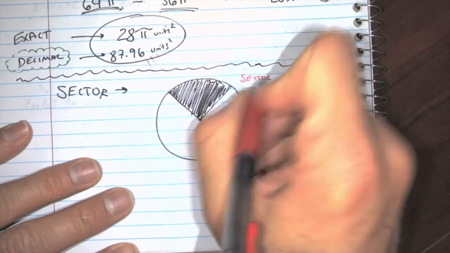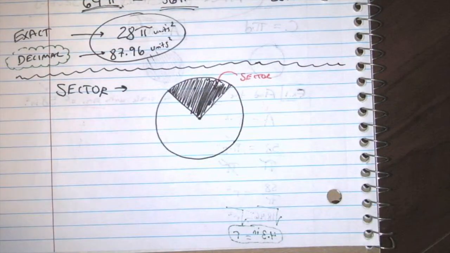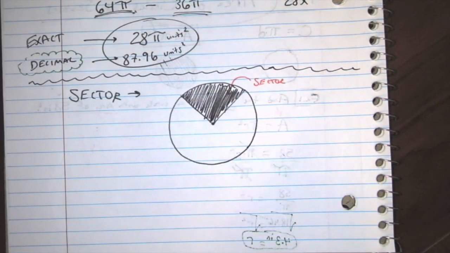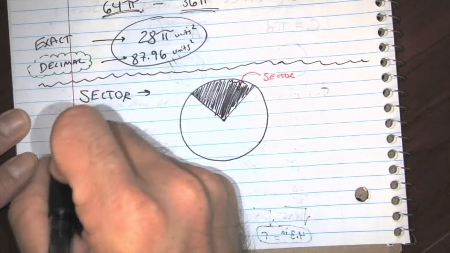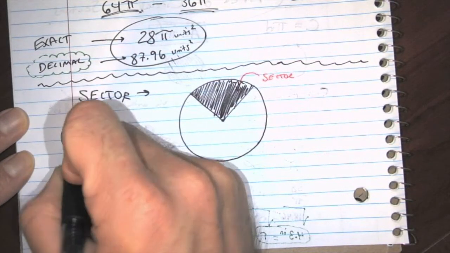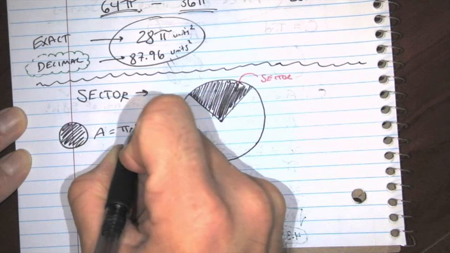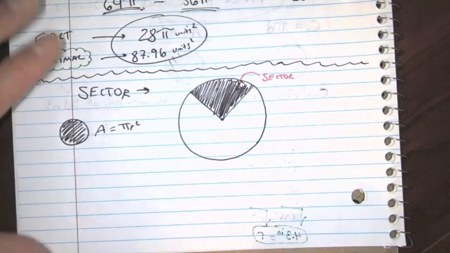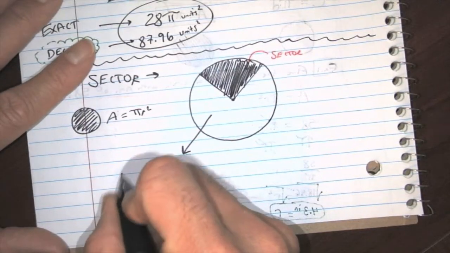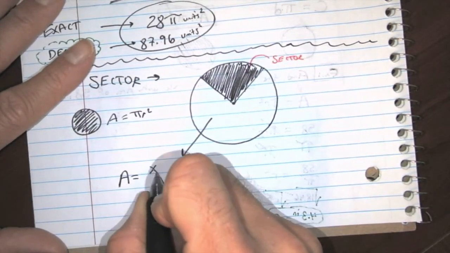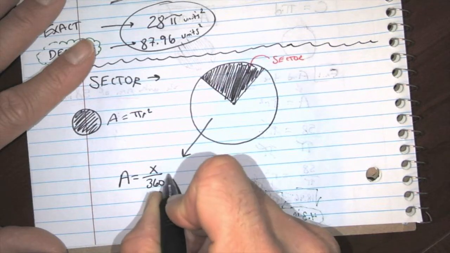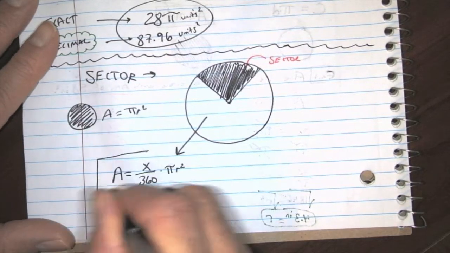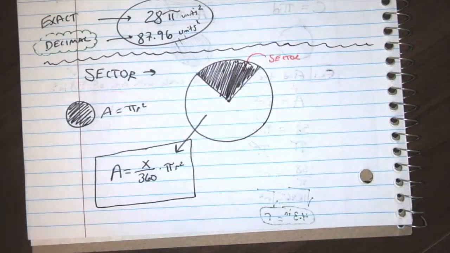That's a sector, folks. Now there's an equation to find the area of this sector. And it looks like this. It's actually derived from area equals pi r squared. For a full circle, the area equation is pi r squared. But this is not a full circle. We're taking a fraction of the circle. So the sector equation is going to look like this. It's going to be x over 360 times pi r squared. That is the area equation for a sector.